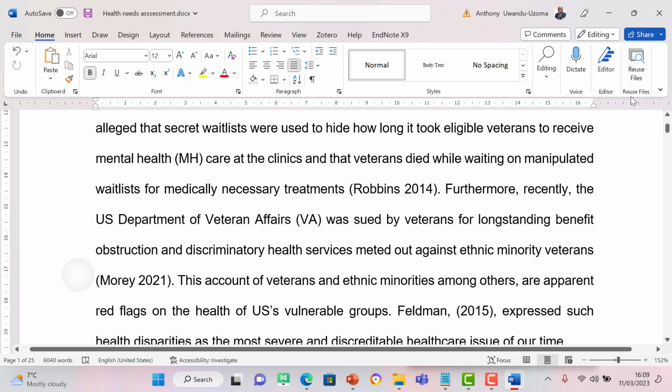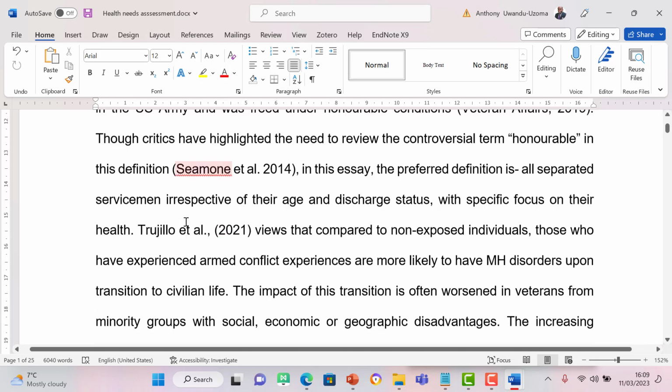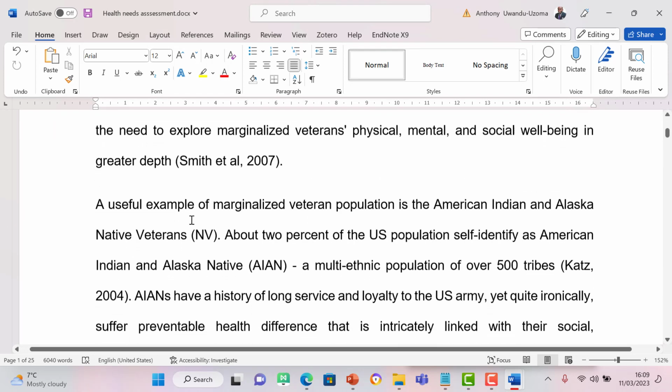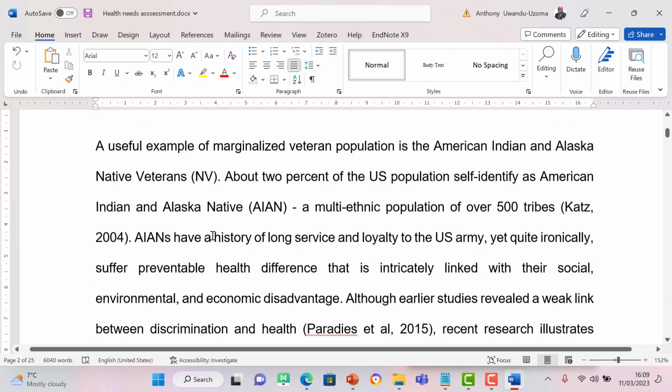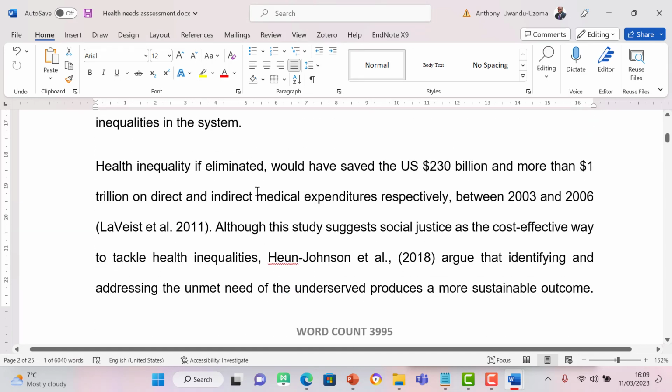Now I'm not going to go straight to the introduction of this essay. I'm going to go straight to the keywords. Here, US means United States of America. MH means mental health. NV means native veterans. AIAN means American Indian and Alaska Native. So those are the main things you need to know about this essay.